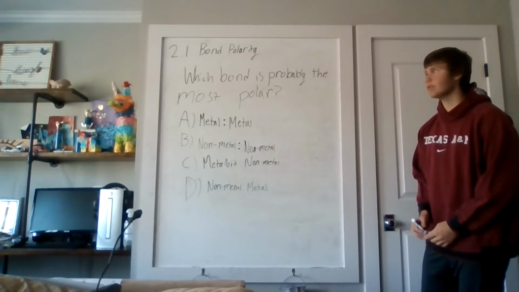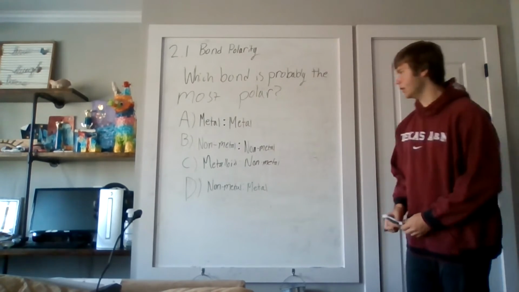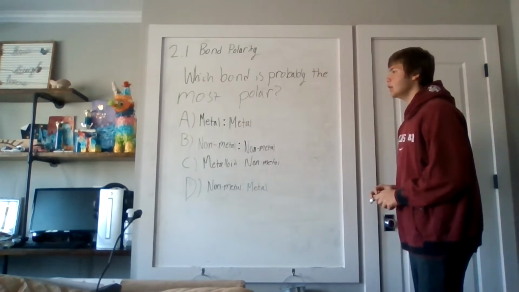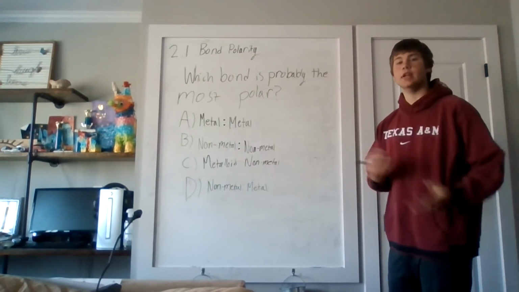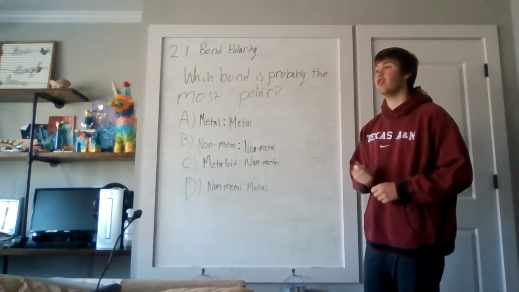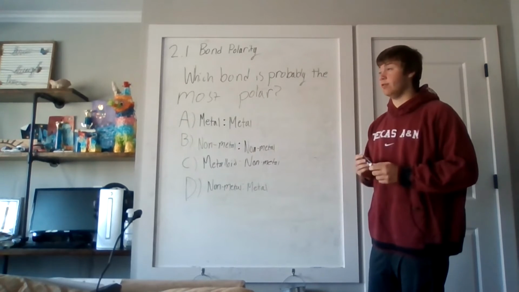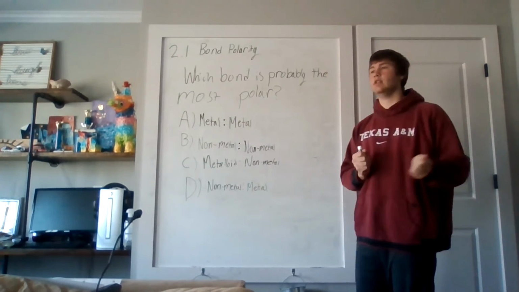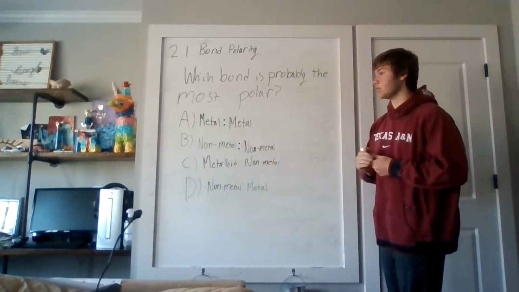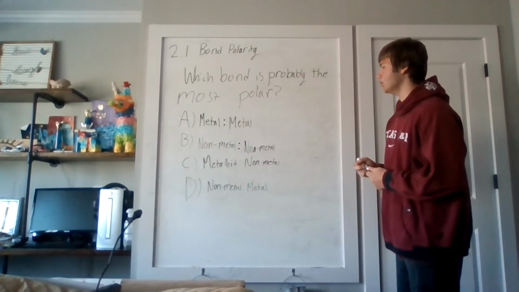So in this problem we have to figure out which bond is the most polar, or at least probably the most polar, because it might vary in between these. But we have to learn about covalent and ionic bonds. So an ionic bond is mostly formed between nonmetals and metals and is very, very polar. And covalent is mostly formed between a nonmetal and a nonmetal. So what we're looking for is the more polar of the two.